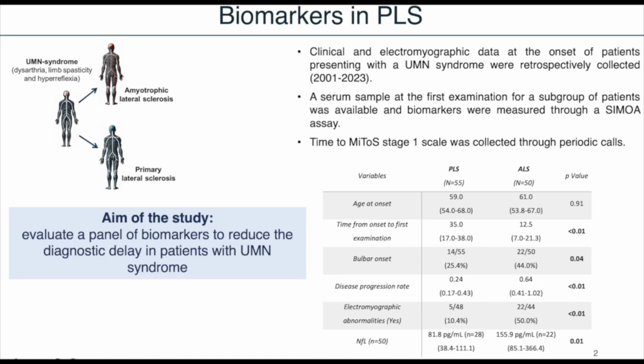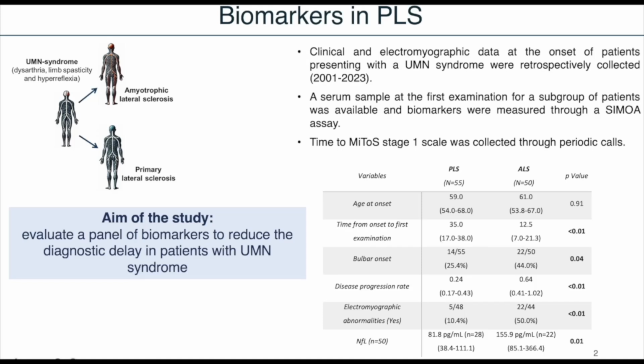For the aim of the study, we retrospectively collected the clinical and electromyographic data at disease onset of patients presenting with an upper motor neuron syndrome from 2001 to 2023. For a subset of our study population, a serum sample at the first neurological examination was available, and biomarkers were measured with a SIMOA assay. We then collected the survival data and time to reach stage 1, which is based on the ALS Functional Rating Scale, through periodic neurological examination and phone calls. Our study population included 105 patients and was made up of 55 PLS patients and 50 ALS patients.